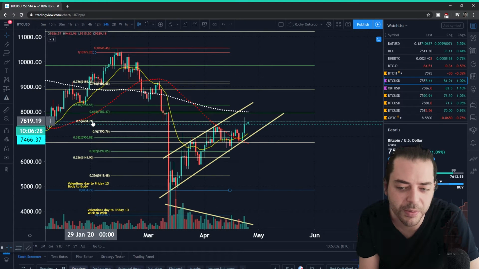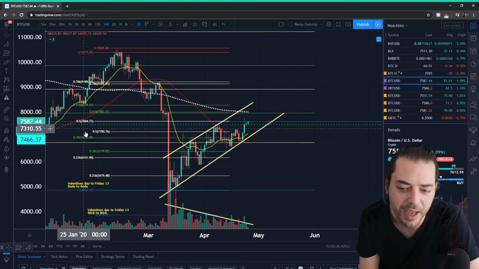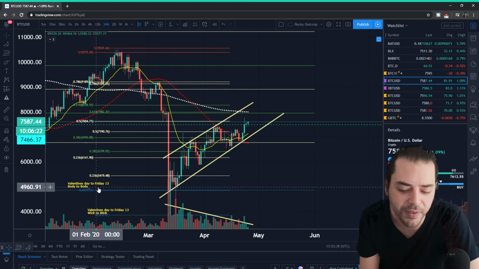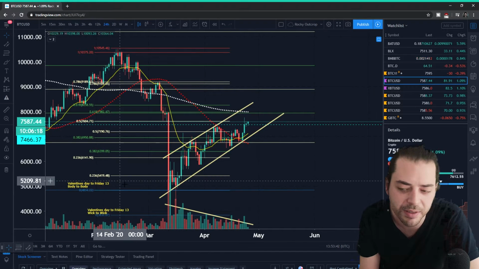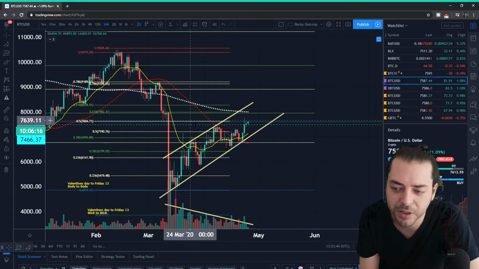and go back to, again, looking at this line here, this magnolia line. What is it? That's $7,604, and that's the 50% retrace area on this Valentine's Day to the Friday the 13th body-to-body Fibonacci retracement that we've drawn in. So that's kind of an important area to be looking to.